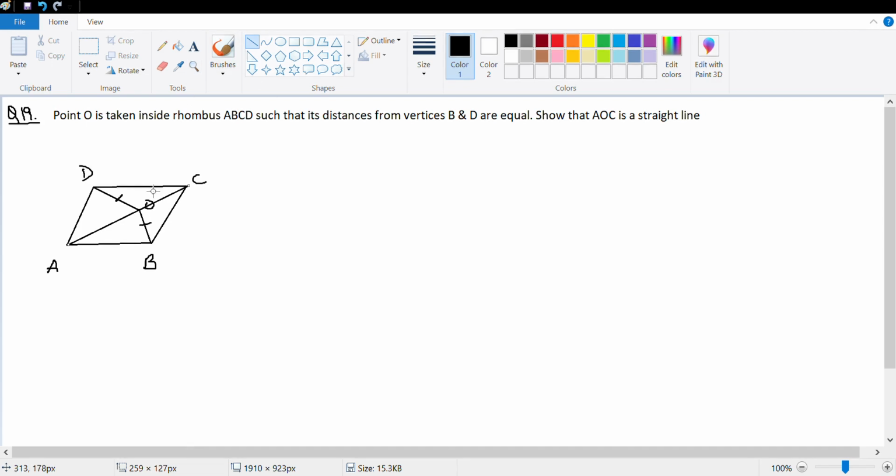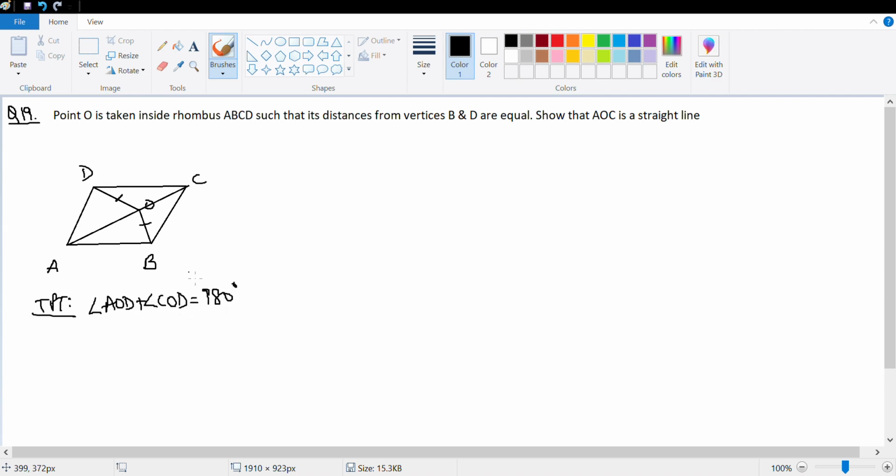Perfect. So what does it mean that we need to prove that it's a straight line? What it basically means is that this is a linear pair, so it should be 180 degrees. That's what it means. So what we need to prove, and we should be clear in our mind, is that angle AOD plus angle COD should be equal to 180 degrees.